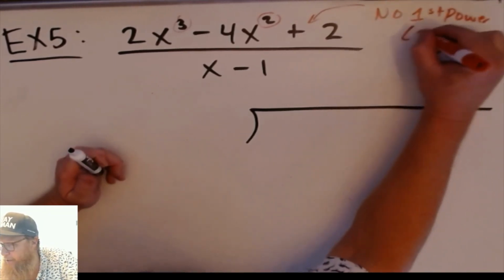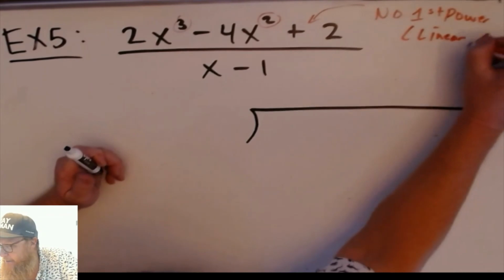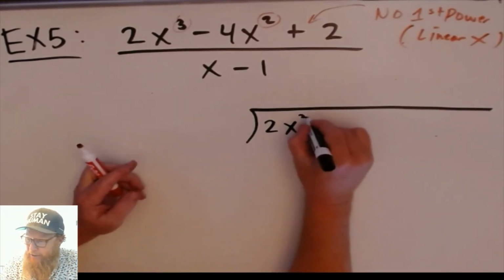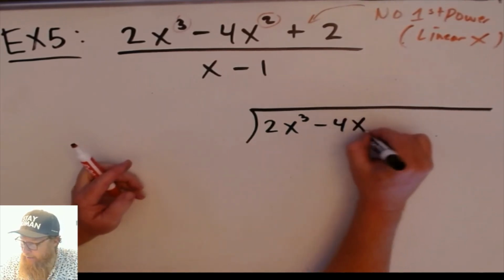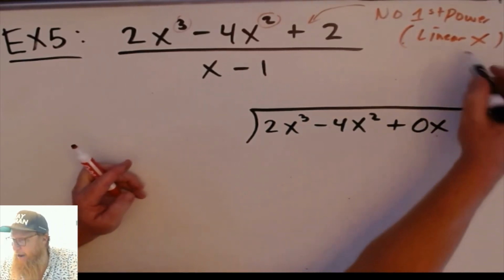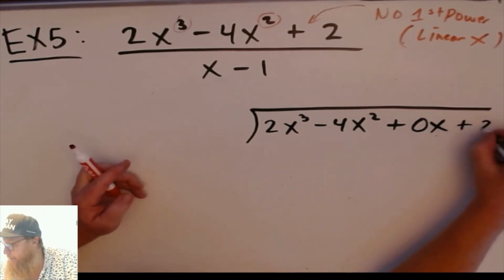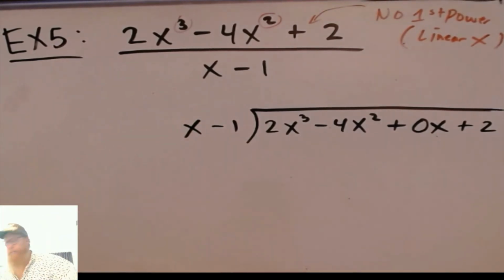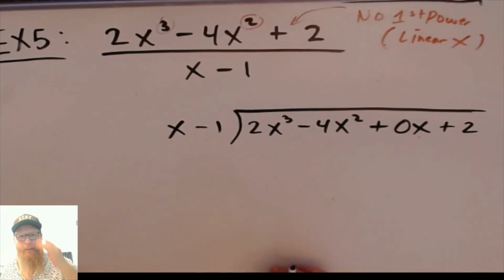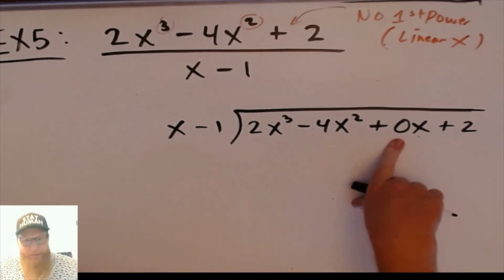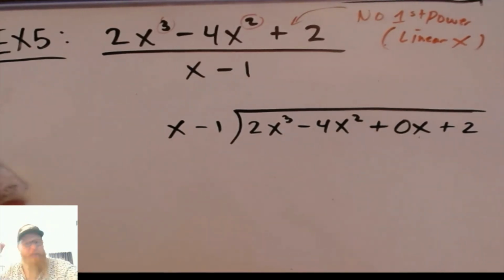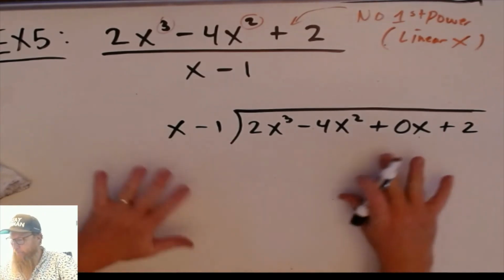It's called linear x. So we're going to do a placeholder, 2x cubed minus 4x squared plus 0x. So there's our placeholder, and then plus 2. And then the divisor is x minus 1. Okay, so I just want to remind you that this pops up once in a while, and it usually happens when you are comfortable doing it the other way, and then all of a sudden you need a placeholder. You go, oh, God, I forgot the placeholder. So just to keep that in mind.